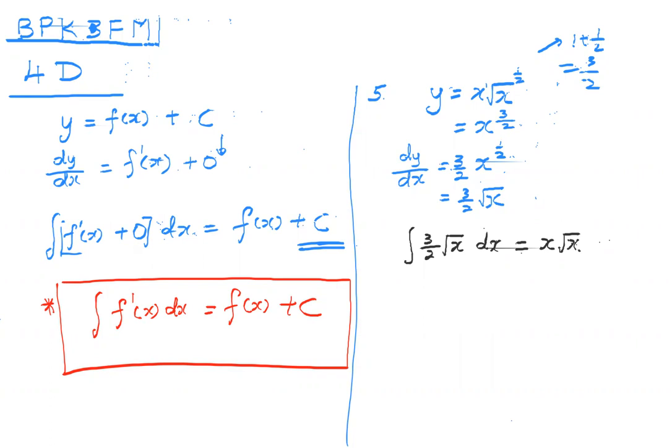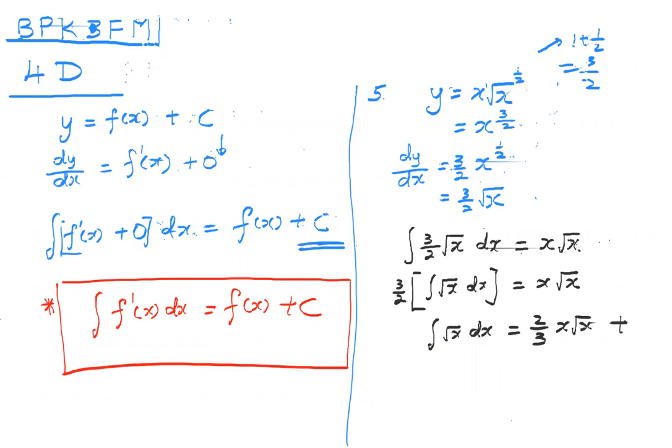If you have a look at the question, is there a 3/2 there? So when I read that, it is 3/2 multiplied by something. So I will write this as 3/2 multiplied by this. The answer is x root x. So therefore, the integral of this will be 2/3 of this. Then I put a plus c. I'm done.